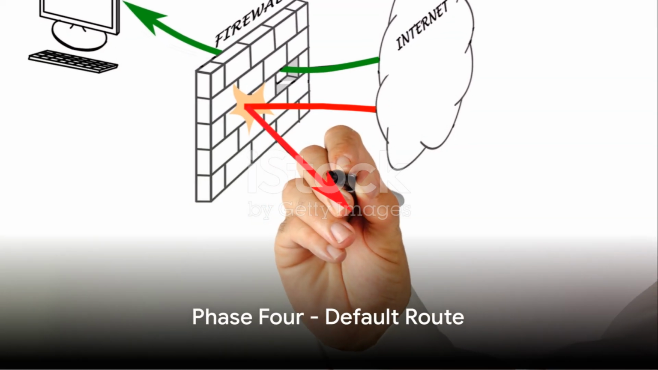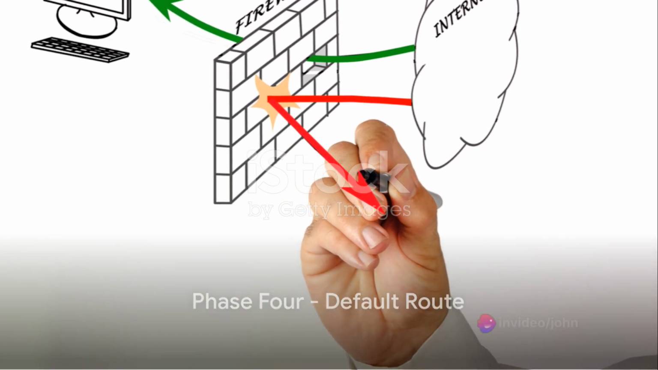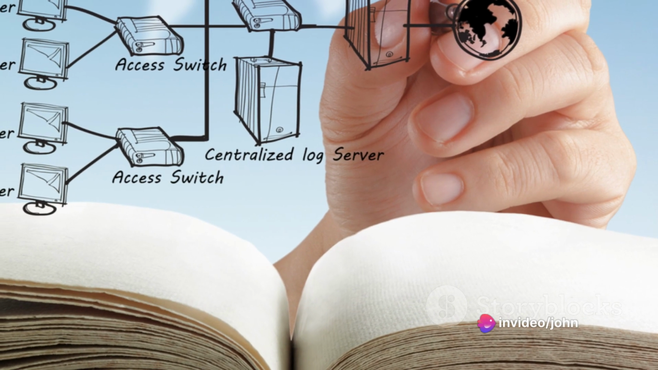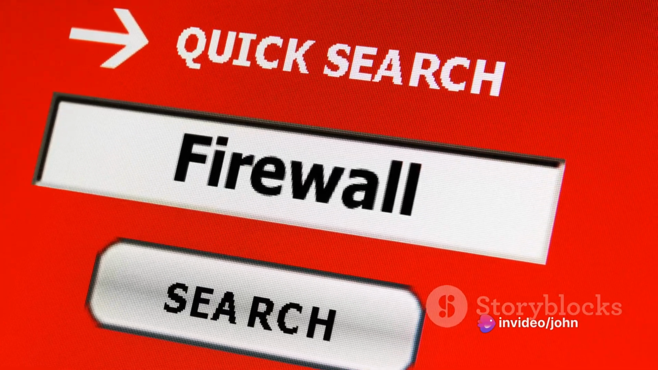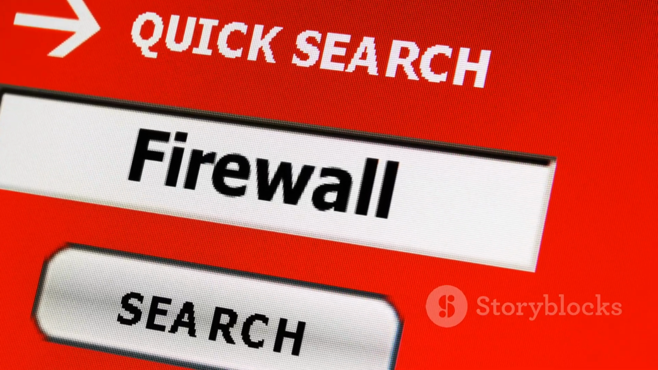Phase 4 involves setting up a default route. This route tells the firewall where to send traffic that's not destined for the local network. Use the config router static command to add this route.